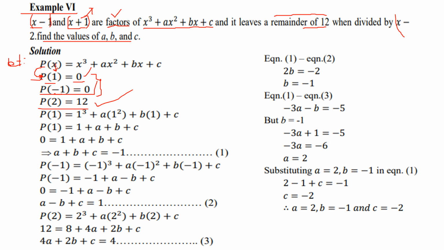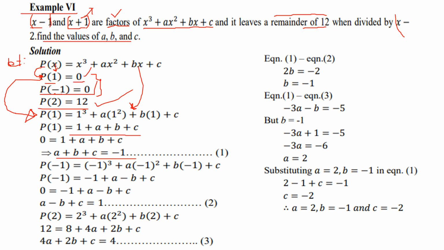If we start with this one, we substitute polynomial of x where x is equal to 1; where there is x we put 1. We have already said that whenever you are substituting, make sure that you use brackets so that you reduce your chances of making errors. So 1 cubed plus a into 1 squared plus b into 1 plus c. Then polynomial of 1 is equal to 1 plus a plus b plus c. Then you make a plus b plus c the subject, and you get a plus b plus c equal to negative 1.